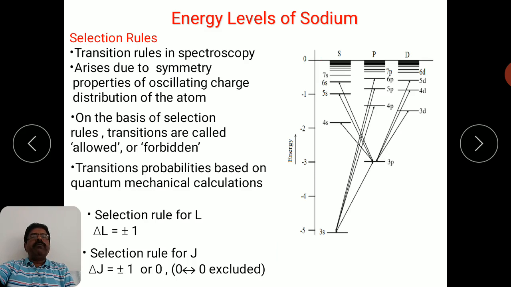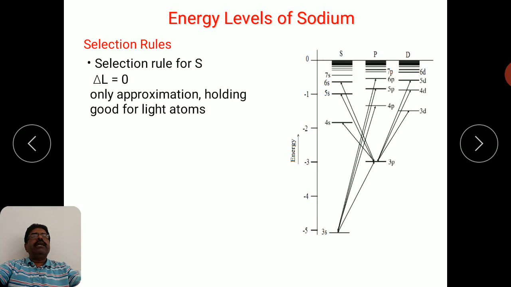But 0 to 0, that means if the J value is 0 in both levels, then that particular transition is not allowed. That is excluded. You can see here, the 0 to 0 transition for J value is not allowed. But if the difference in the J value is 0, then that is allowed. For example, J is equal to 1 in one level and J is equal to 1 in the other level, so delta J will be 0. So that is allowed. But J is equal to 0 and J is equal to 0 is not allowed. So this is the selection rule for J.